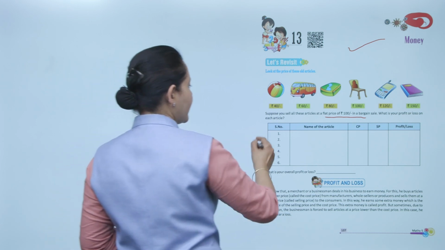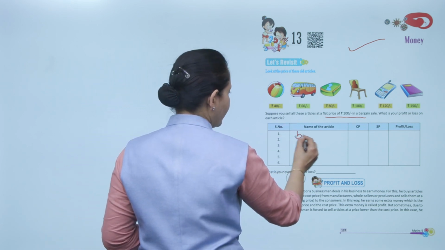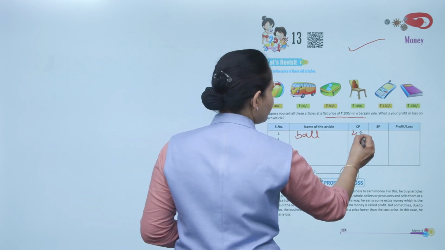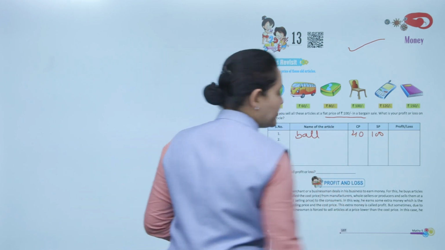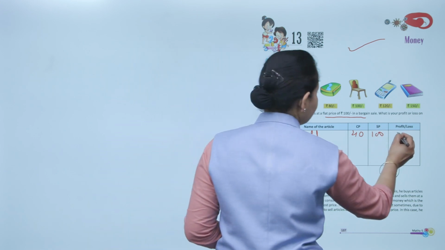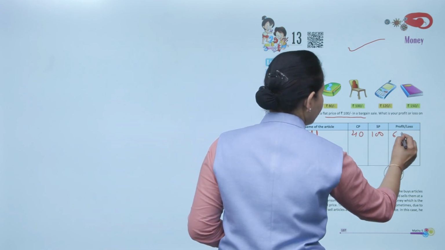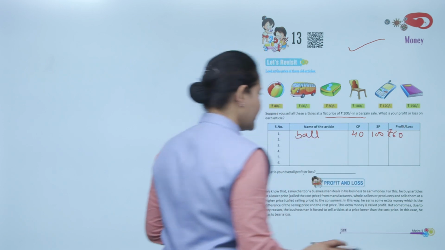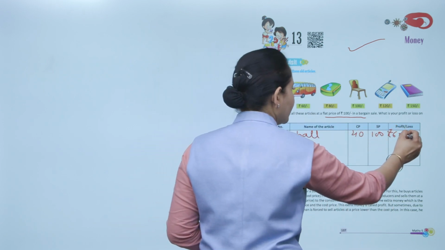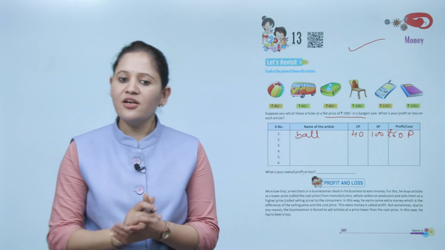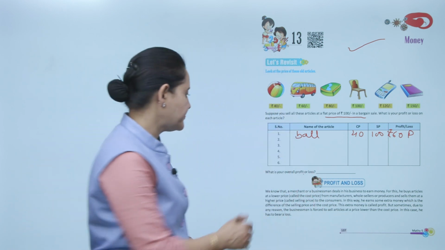So here first we'll write the name of the article. Suppose it's ball. Cost price is 40 rupees and selling price is 100 rupees. That means you are having profit. 100 minus 40, that is 60 rupees. Profit of 60 rupees. Clear? Here we are having profit. So like this you can find out profit and loss. Next is profit and loss.